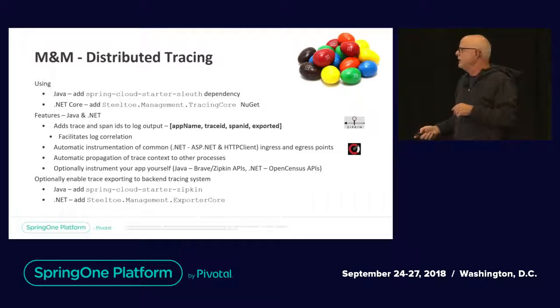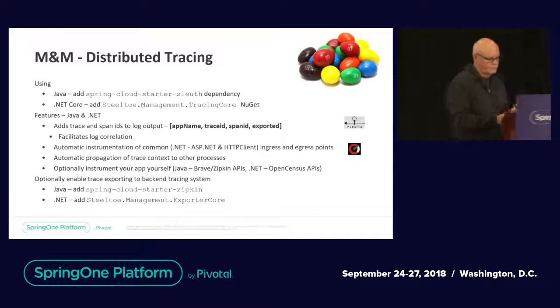And then optionally, you don't have to do this. You may just want to use log correlation, but optionally, if you'd like to capture the trace itself and have it sent into, say, for example, a Zipkin server, which I'll be demonstrating, then in the case of Java, you add this particular Maven package, and in the case of .NET, you add the exporter core, okay?